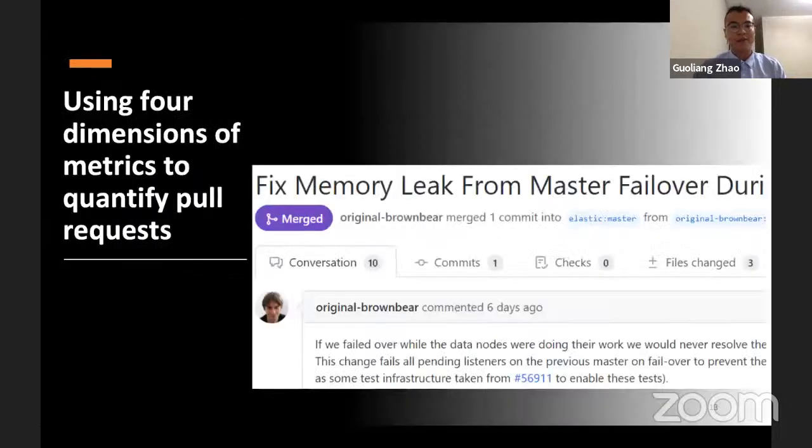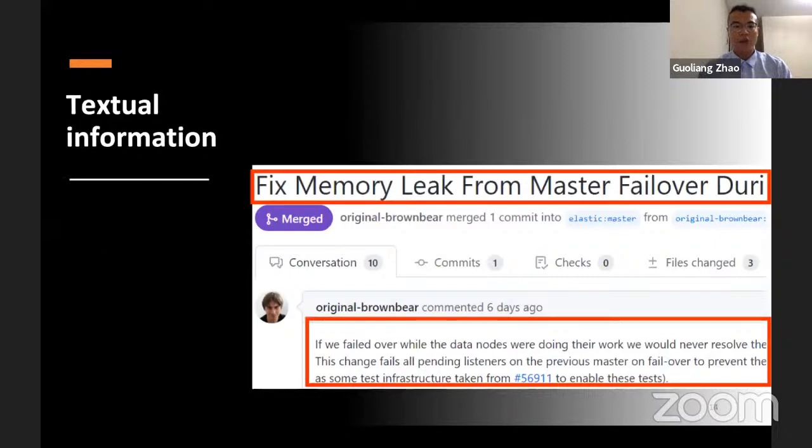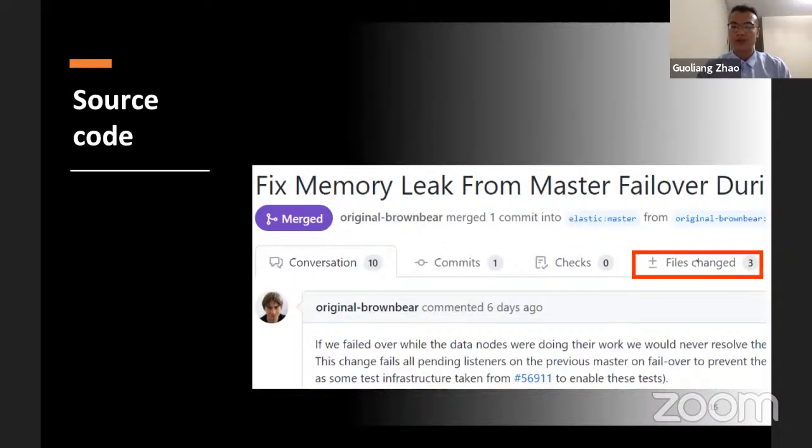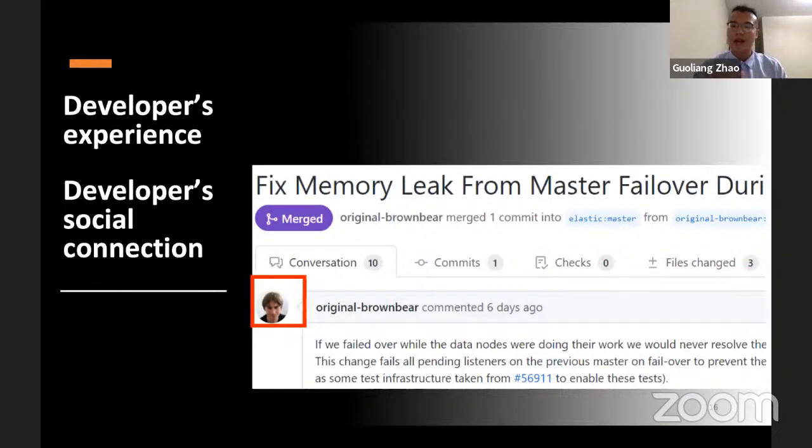We use 4 dimensions of metrics to quantify a pull request. First, we use the textual information of a pull request, its title and its description. We also use the source code that is changed in the pull request, and we also measure the experience and social connection of the developer who submitted a pull request.